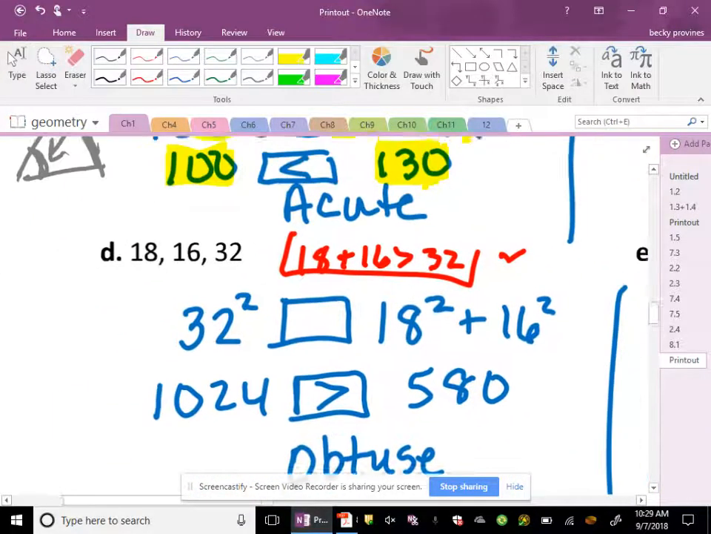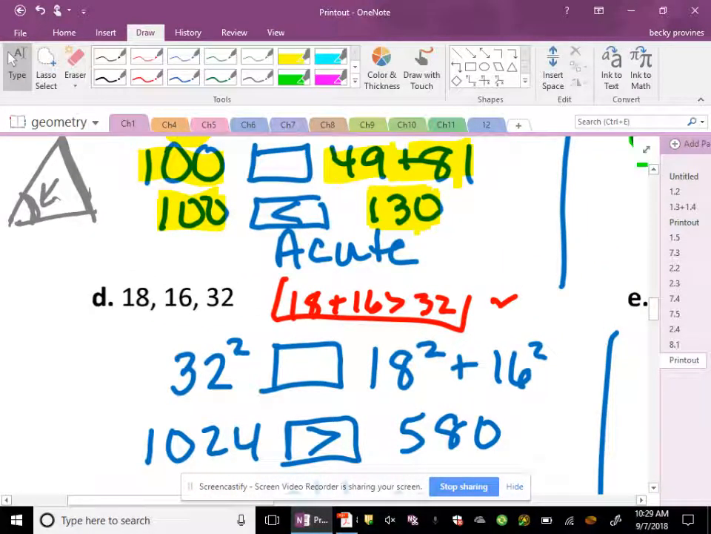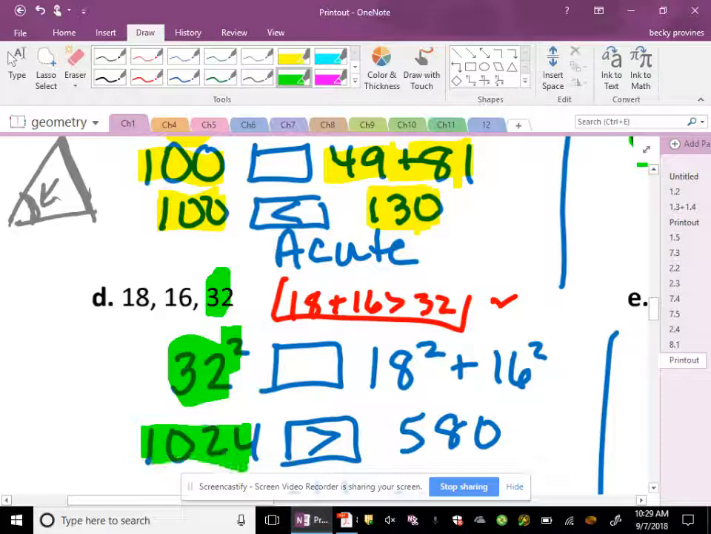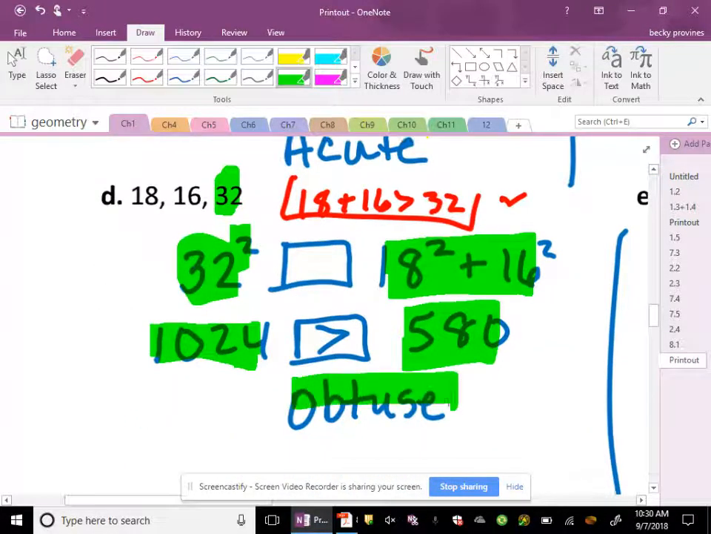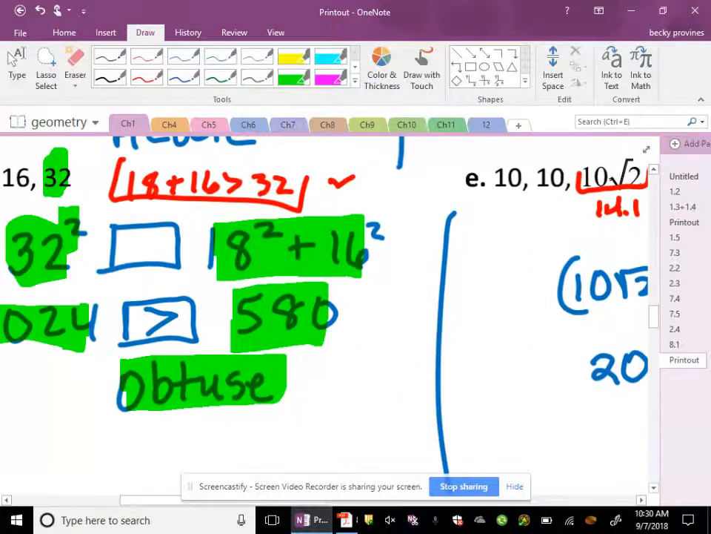Okay, let's try this one. Pick the biggest side. The biggest side obviously is 32. Let's square it and get 1024. Pick the other two sides, square and add it together, and I get 580. Now, the hypotenuse is bigger, right? So that means opposite the hypotenuse is a bigger angle. So that means it has to be obtuse when we're finished.